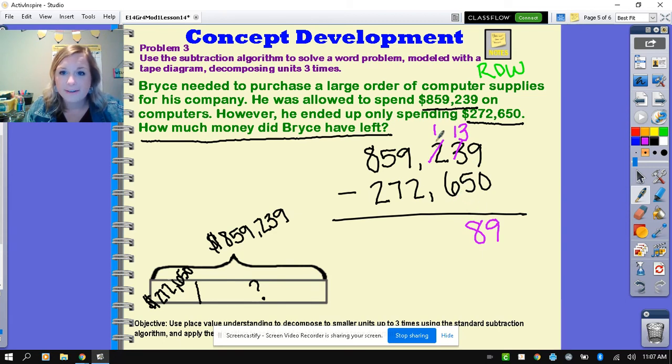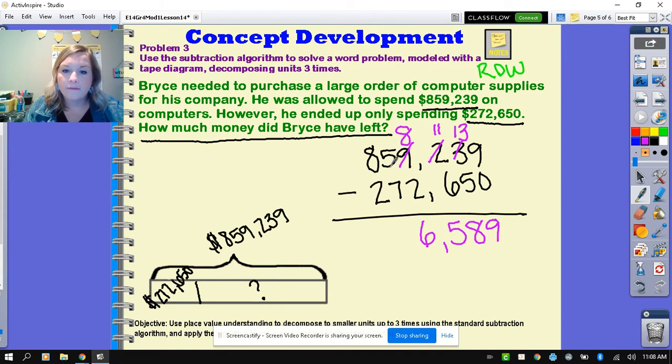Okay, now I'm here. 1 minus 6. Again, I can't do it. I go to the one next door and I borrow from it. This 9 turns into an 8 and this 1 becomes an 11. Now I can do it. 11 minus 6 is 5. Let me go ahead and put my comma just so I don't get confused where I am in my place value. 8 minus 2 is 6.